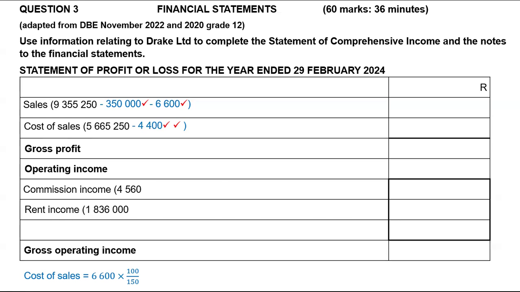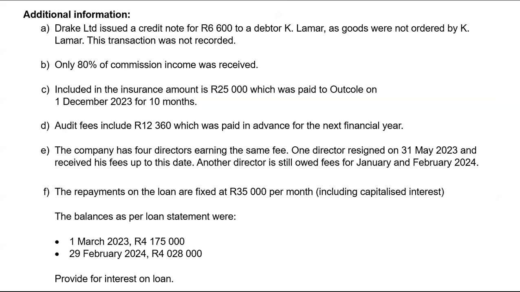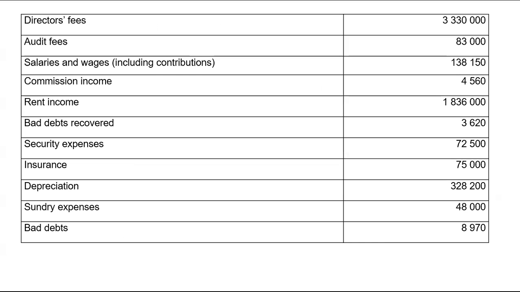The second adjustment, it says that only 80% of commission income was received. Only 80% of commission income was received. That means when you go to your pre-adjustment trial balance, commission income there is 4,560. That 4,560 is commission income received. And we were just told under adjustment that we only received 80% commission income. So that 4,560 is the 80%.